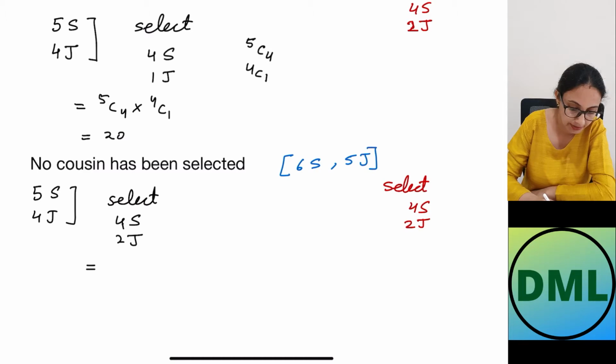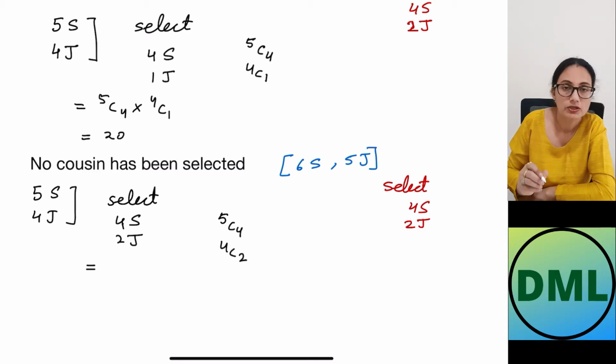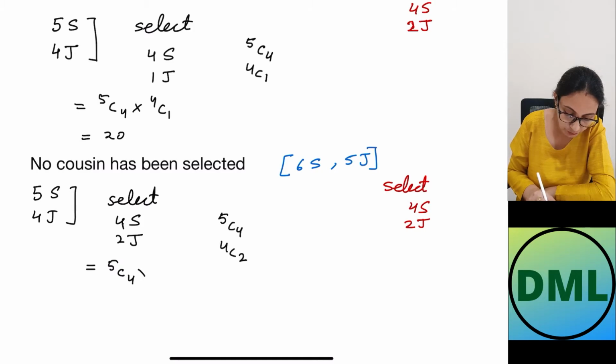So this can be done in 5C4 and 4C2. Since I'm doing it together, I need to multiply my answers. So it will be 5C4 multiplied by 4C2. So your answer will be equal to 30.